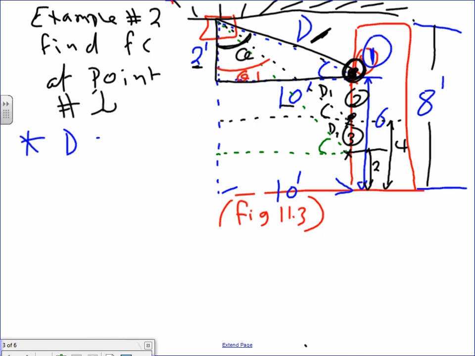D, the distance, can you guys see the distance here from the fixture to the point, equals 2 squared plus 10 squared. Pythagorean theorem: the hypotenuse equals the square root of the sum of the squares of the two sides. When you do your math on this, you're going to find that this is equal to 10.2 feet. That's the D.